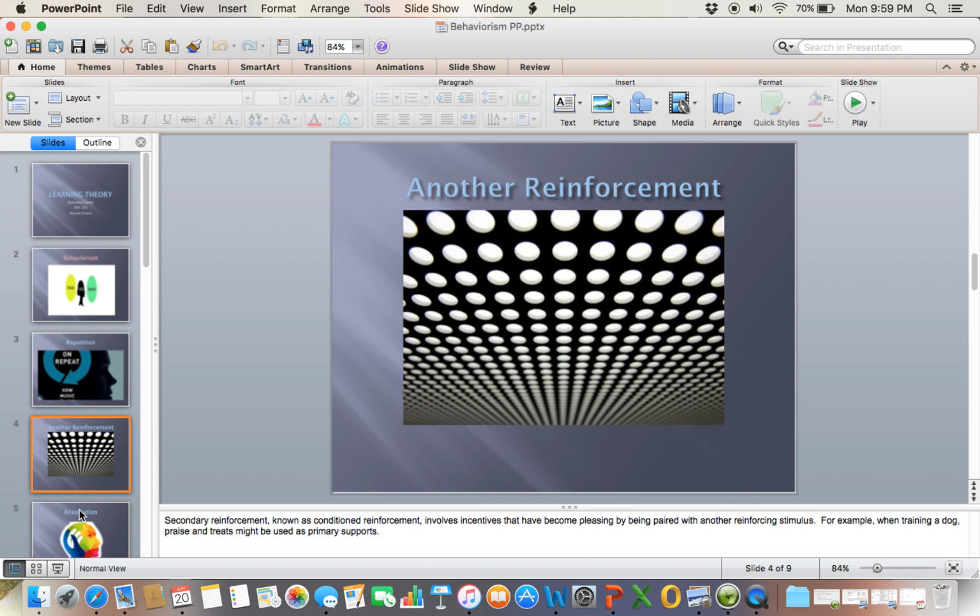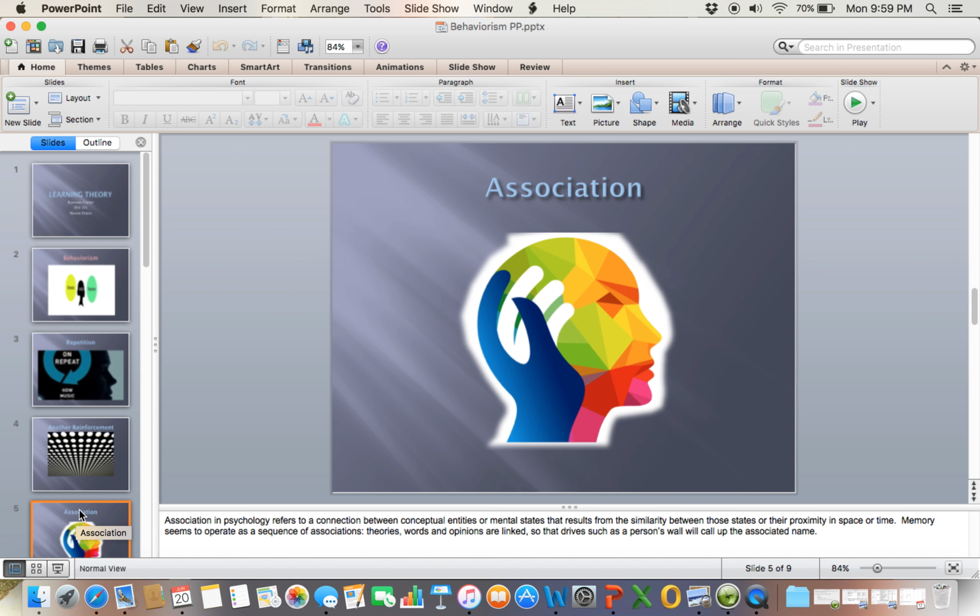primary source. Also, association. Association in psychology refers to a connection between conceptions or mental states, resulting from the similarities between those states or their proximity in space or time. Memory also seems to operate as a sequence of associations. Theories, words, and opinions are like that, so that words such as a person's name will call up associated names.